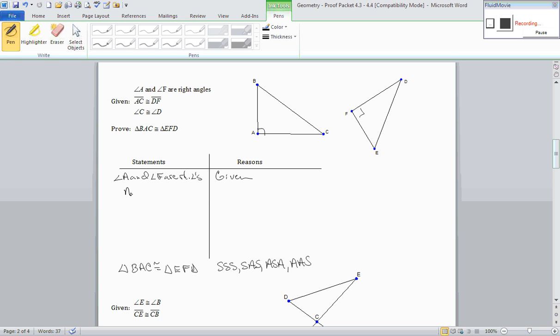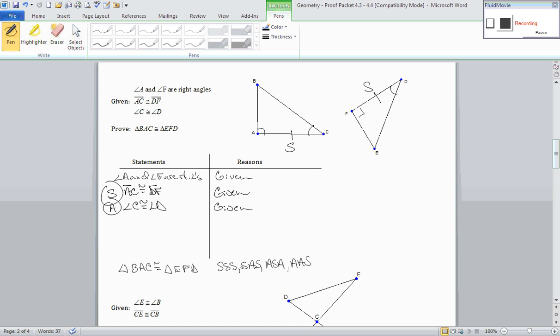Now the next statement is line segment AC is congruent to line segment DF. That is a congruence statement. It's a segment or side congruent statement. We want to mark that. AC is congruent to DF. You can or cannot label that as side. Doesn't really matter. I like to do it just so we know exactly which one of these triangle proof postulates we're going to use. It also says that angle C is congruent to angle D. Now that's an angle congruent statement.